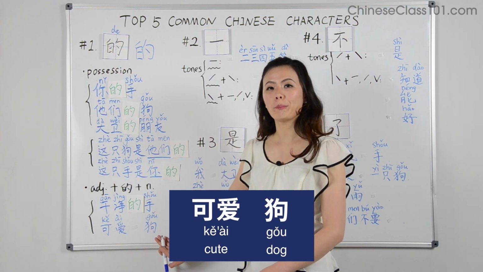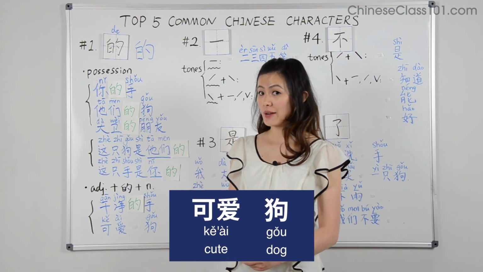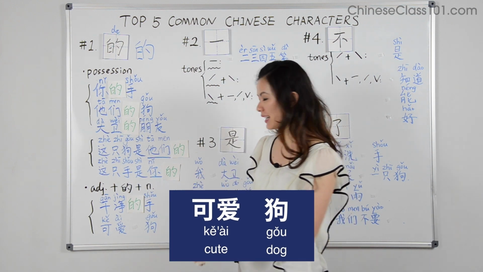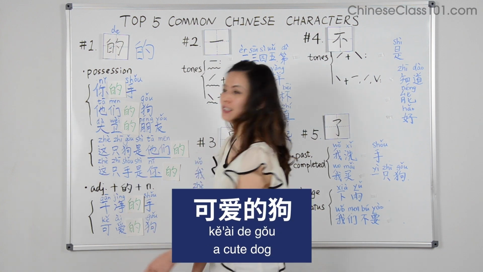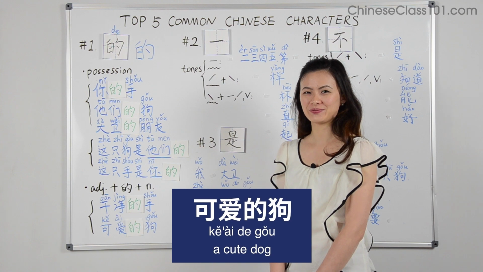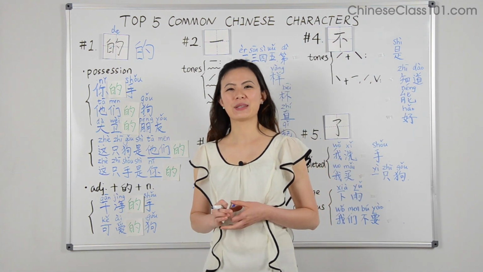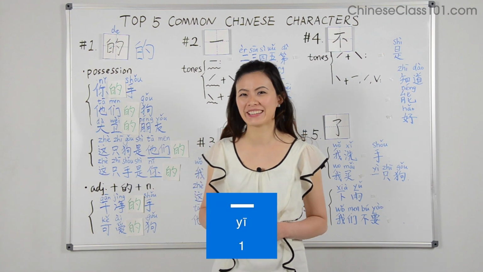And next, 可爱 is an adjective meaning cute. And 狗 means dog. So to say a cute dog, we have to use the 的 between 可爱 and 狗。可爱的狗 a cute dog. Well, ironically, the second ranking most common 汉字 actually means one.